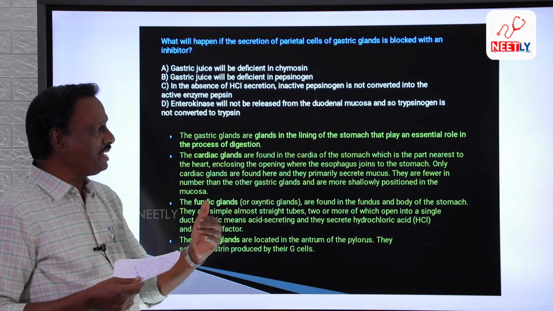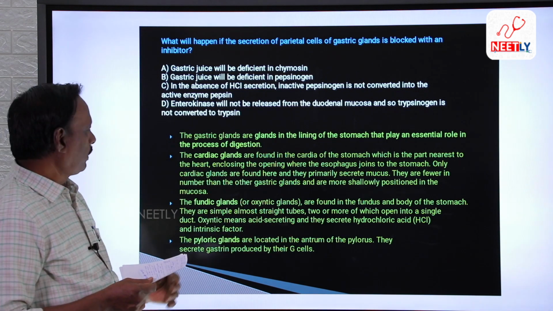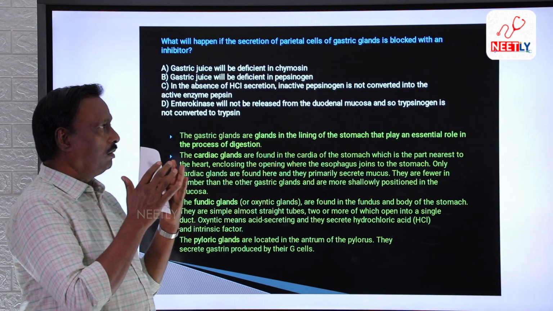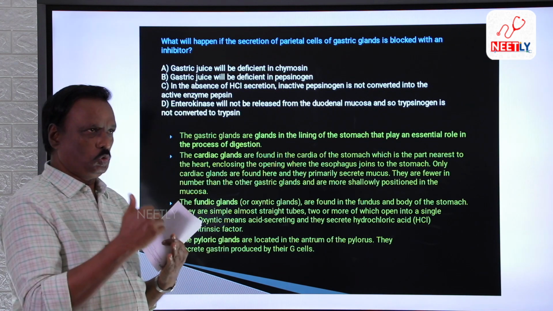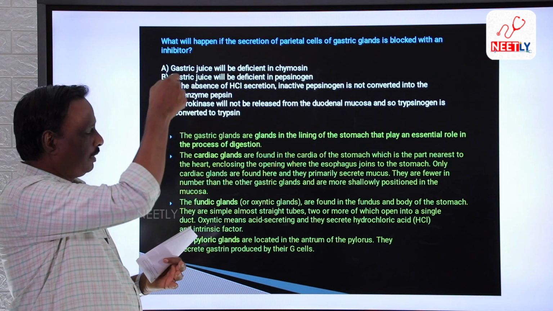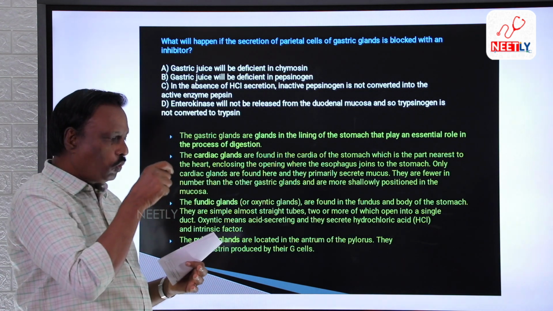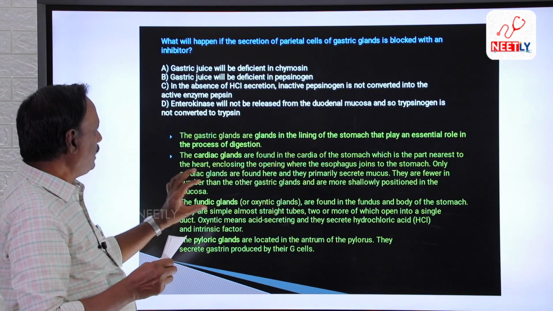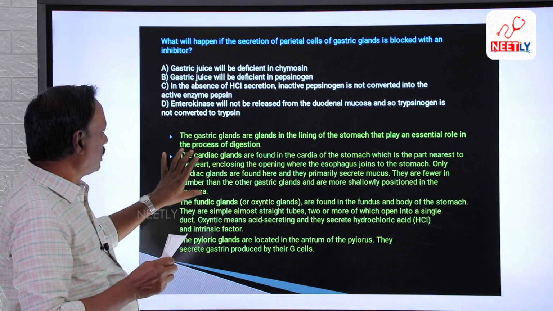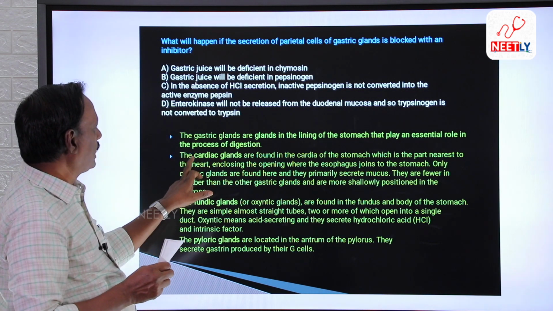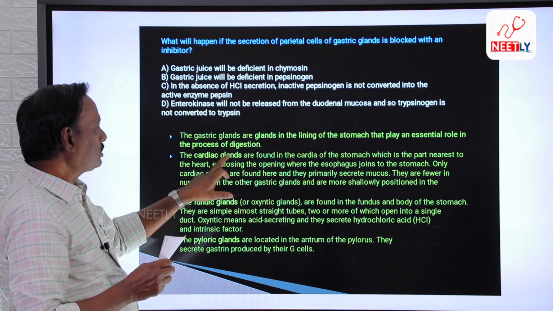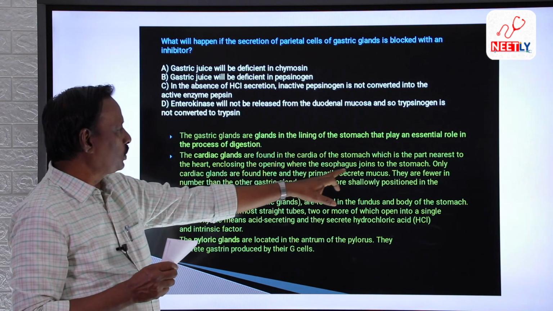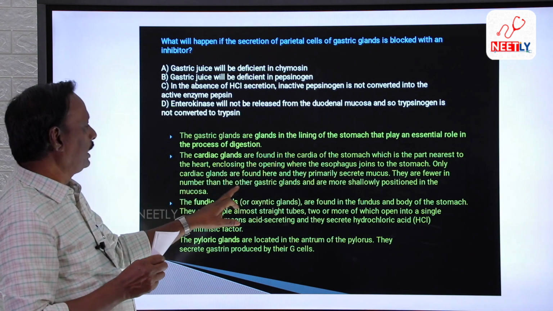Depending upon the place where it is present, it has three different kinds of names. We can divide the stomach into three regions. One is the point at which the esophagus opens into the stomach. That part is known as the cardiac region. The secretory glands present in this cardiac region are known as the cardiac glands. These cardiac glands are the part nearest to the heart, enclosing the opening where the esophagus joins with the stomach, and they are fewer in number.